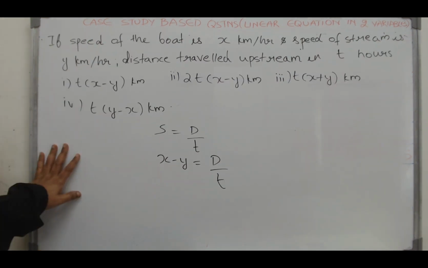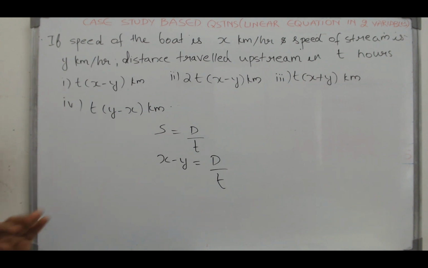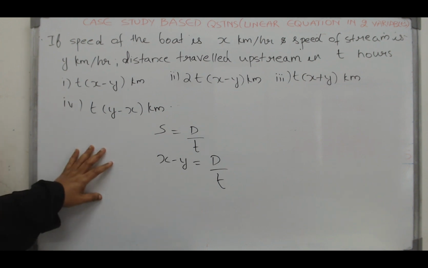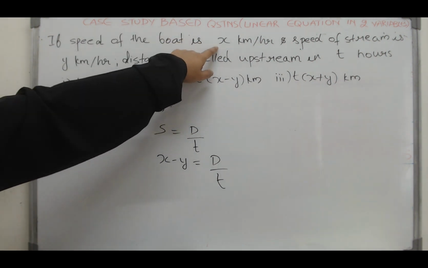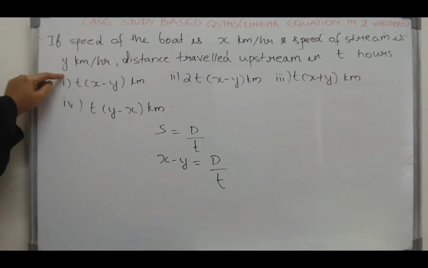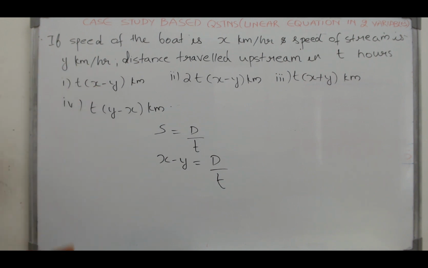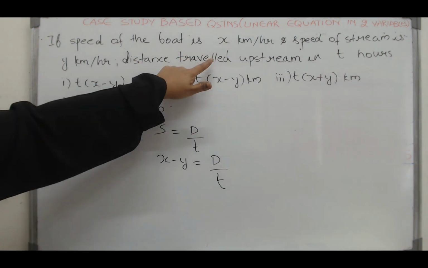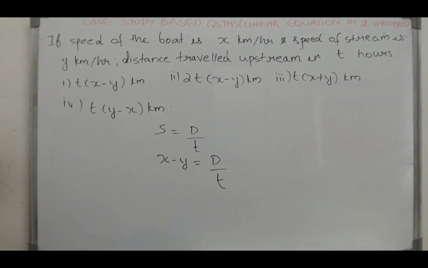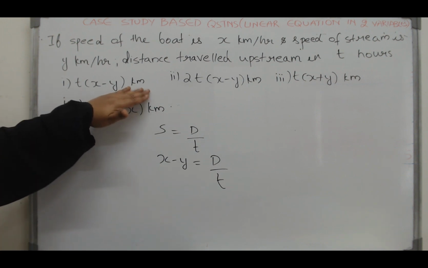The last and the final question, there are no numbers involved, just an equation. What do you have to find? If the speed of the boat is x kilometers per hour, and the speed of the stream is y kilometers per hour, then the boat has traveled a certain distance upstream for t hours. You have to find out how much is the distance traveled, how many kilometers.